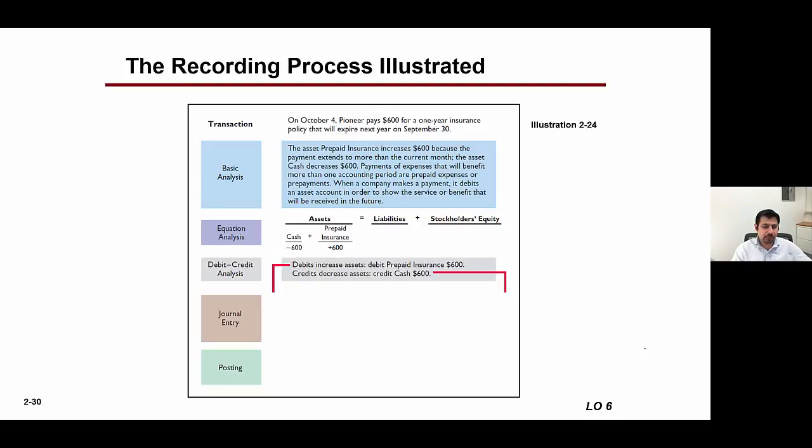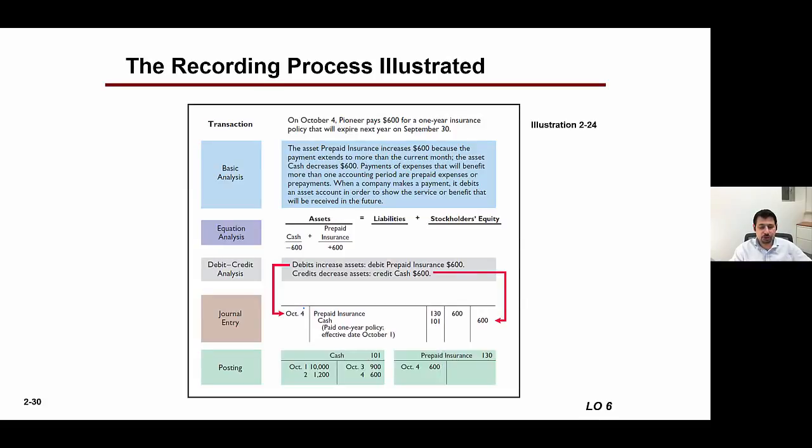The journal entry would be, remember to always put the date. We have October 4th, we debited prepaid insurance $600, and we credited cash $600. The explanation would be paid 1-year policy in cash, effective date October 1st. Then we post this information to the ledger. Again, this was debited, this is credited.